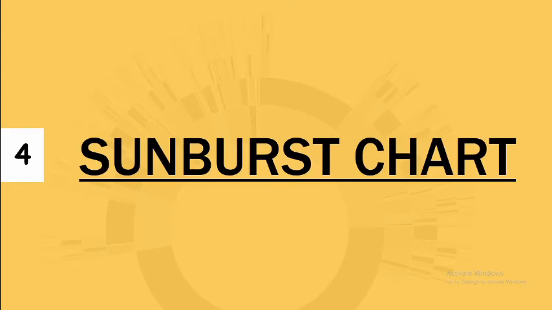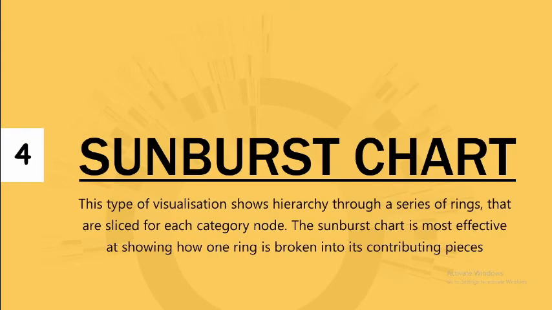Today, I'm going to discuss about the sunburst chart. This type of visualization shows hierarchy through a series of rings that are sliced for each category node. The sunburst chart is most effective at showing how one ring is broken into its contributing pieces. Hence, each ring corresponds to a level in a hierarchy with a central circle representing the root node and the hierarchy moving outwards from it.